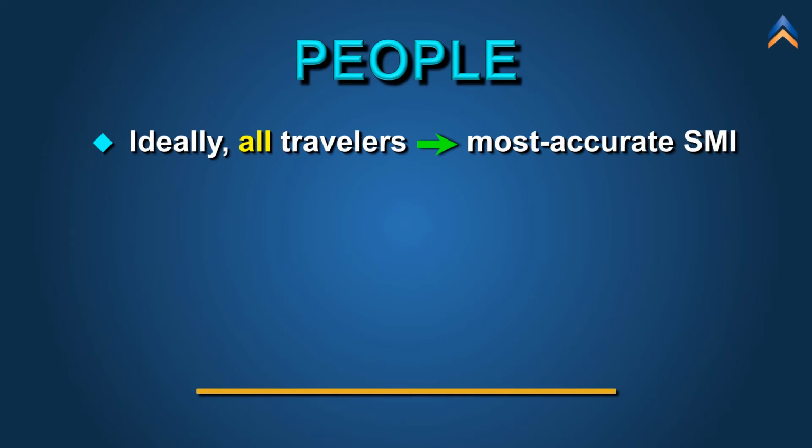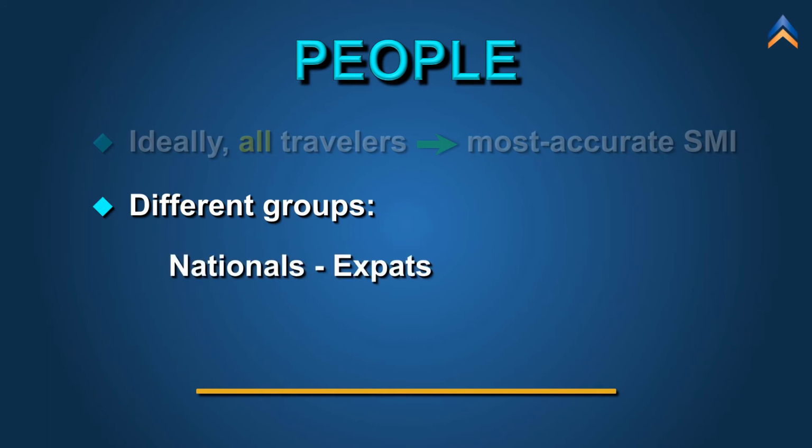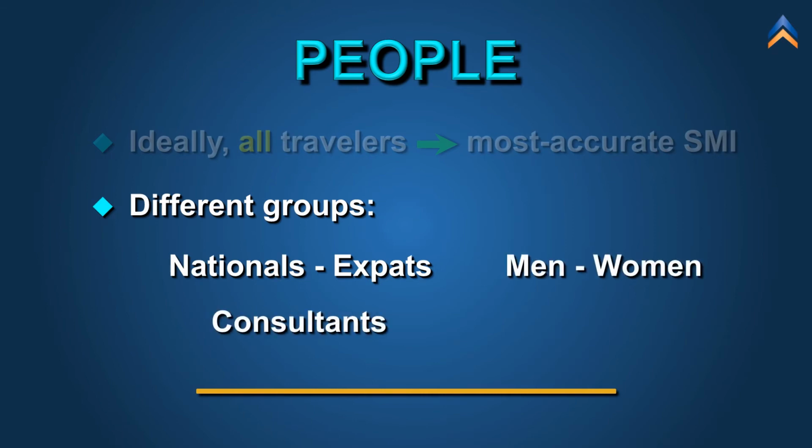Ideally, SMI should be run using information about all of the travelers in a geographic ministry area. That's going to give you the most accurate SMI. However, to help better understand aviation's benefit in a particular scenario, it might be profitable to run SMIs for different groups of people. For example, you could run them for nationals or expats, for men and for women, for consultants, or for short-term workers.